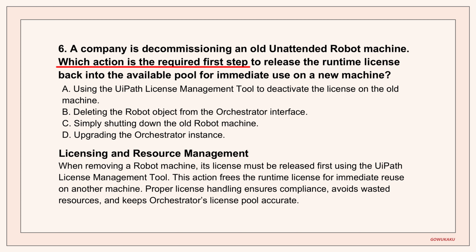How do you properly cut that tie and free it up? The absolute required first step is to use the UiPath license management tool. You have to run that tool on the old machine to explicitly deactivate the license before you decommission the machine or delete the object. That tool does the proper handshake with the licensing server and signals that the license should be returned to the available pool right away. If you skip that, you're just blocking essential capacity. Good point on managing capacity.